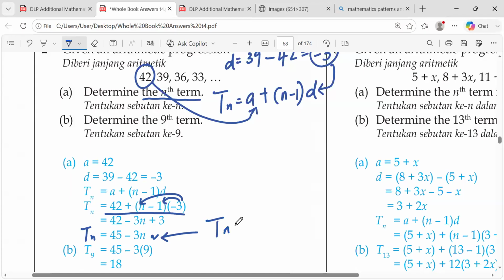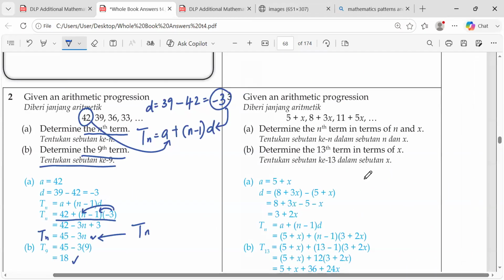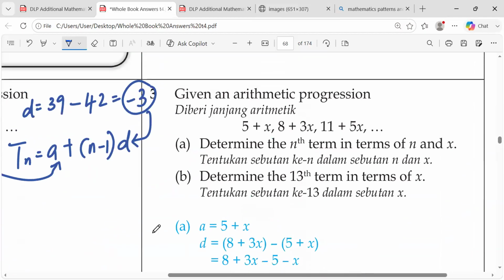So please determine the ninth term. You just substitute 9 into the n. So I get 18. Okay, so check. Look at the question. This is arithmetic progressions. So first, you need to find out the D. Okay, the current term minus the term before.